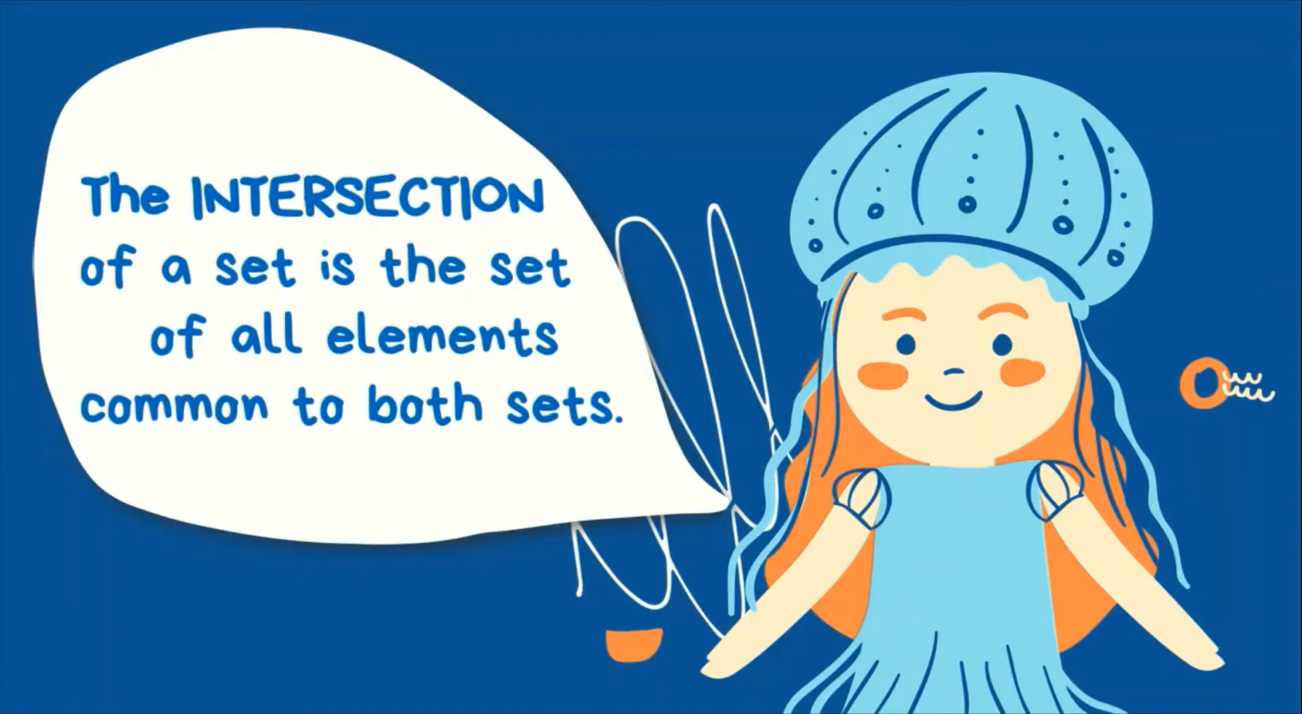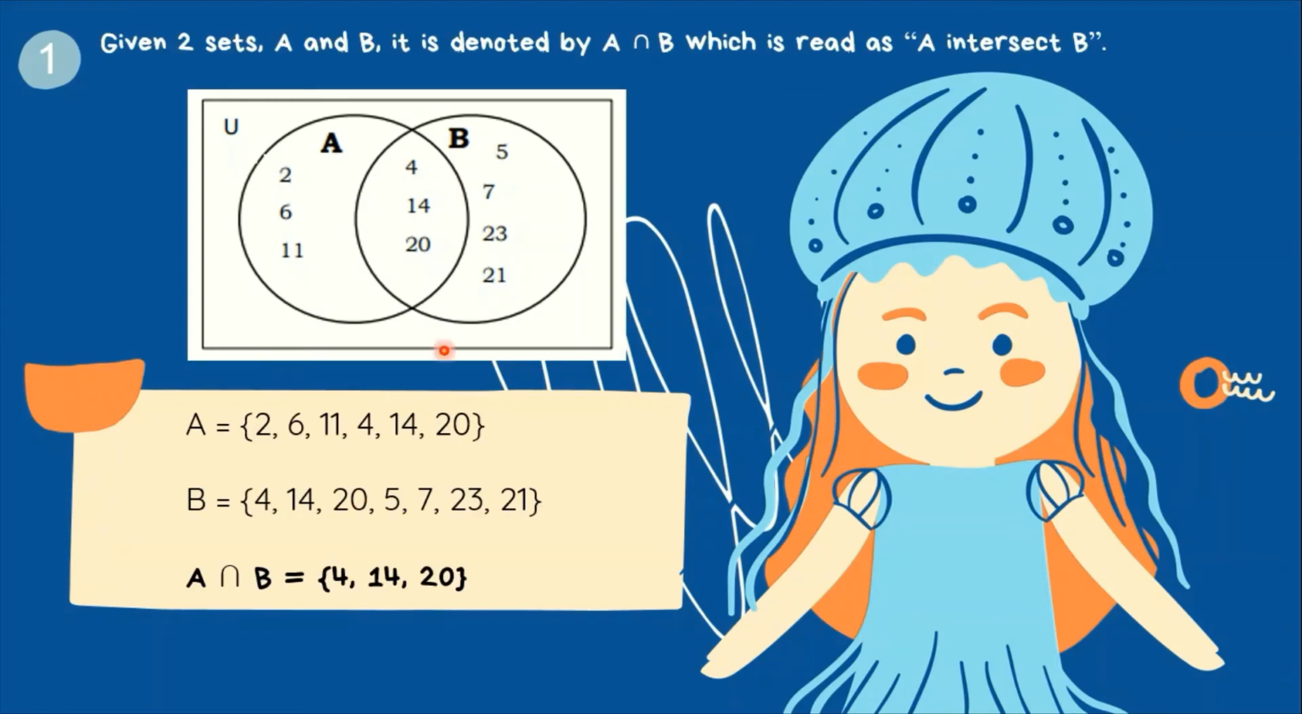Next we have the intersection of a set. It is the set of all elements common to both sets. At dito sa Venn diagram niya ay mapapansin natin talaga na yung 4, 14, and 20 ay nandoon sa gitnang part ng A and B. Nandun siya sa pinaka-overlap na circle. Because it signifies that both sets A and B ay merong common element na 4, 14, and 20. Therefore, these numbers ay yung kanyang intersection.